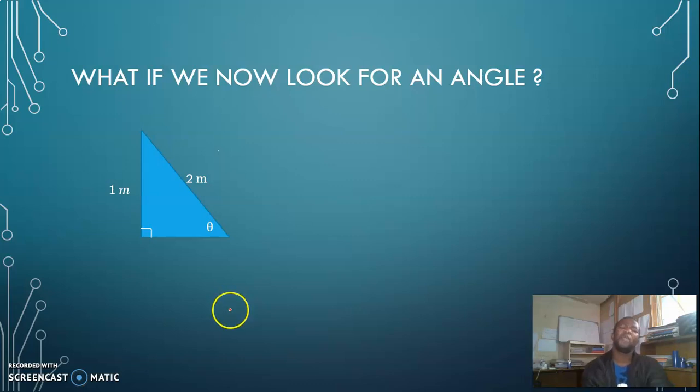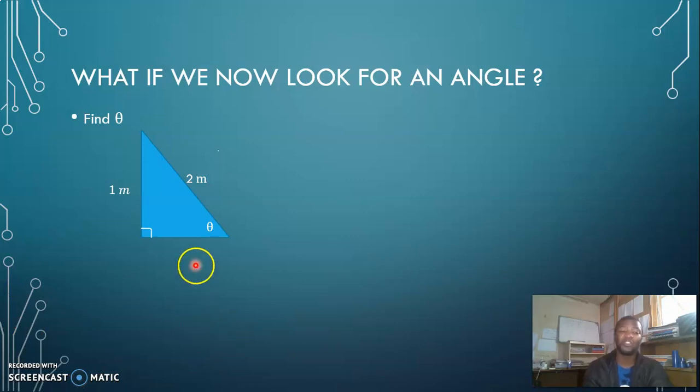Now, what if we are looking for an angle? What if we're given something like this? And now we're no longer looking for a side, we're looking for an angle. Now, how do we go about doing this? Ladies and gentlemen, we do the same thing. We are noticing that we are given two sides, and relative to this angle, this is an opposite side, and then this is a hypotenuse side, right? Now, because this is an opposite side and a hypotenuse side, that means it's sine, which is a trigonometric function that has those sides.